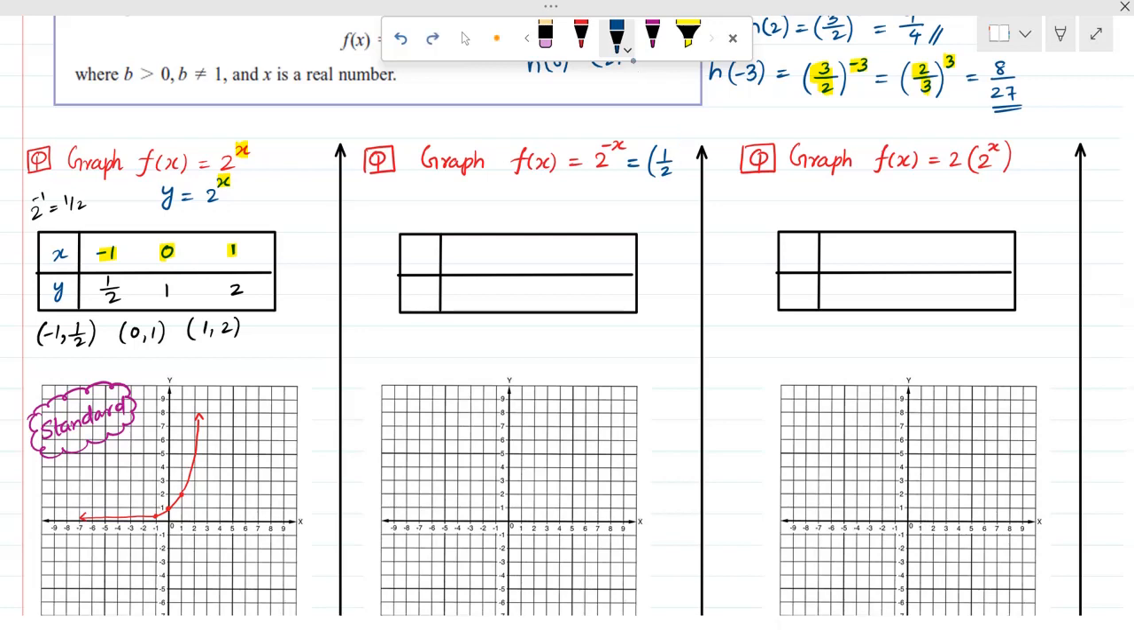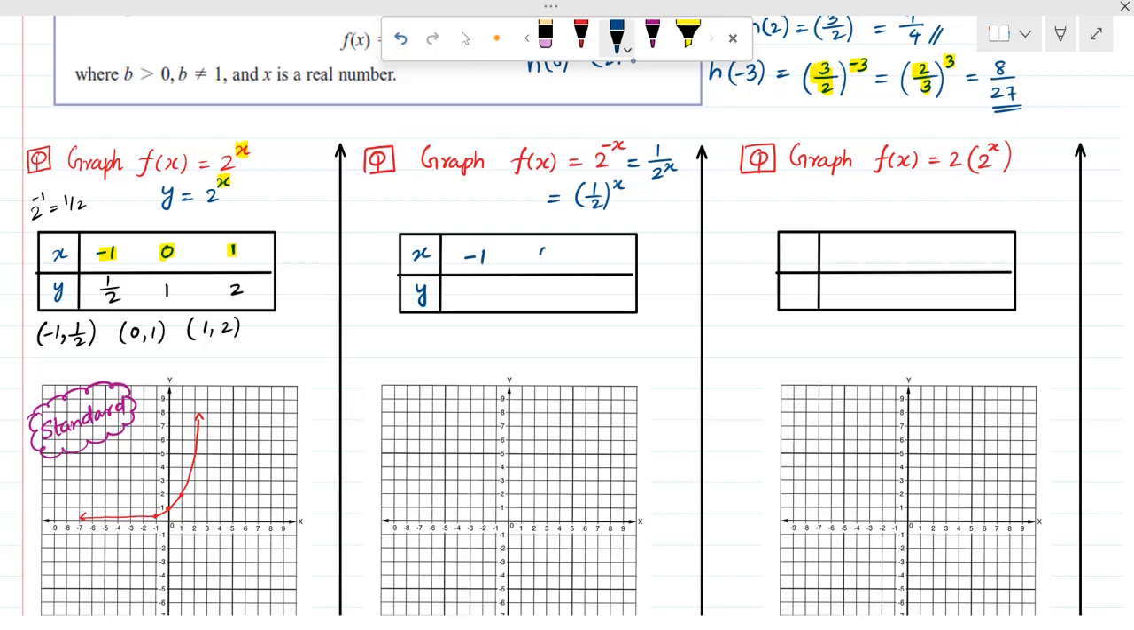Or you can write it this way: if you bring it down, you will get 1 over 2 power x. And you can write it as 1 over 2 to the power x. It's a reciprocal. So I will write it as 2 power x, or you can write it 1 over 2 to the power x. This is a reciprocal.